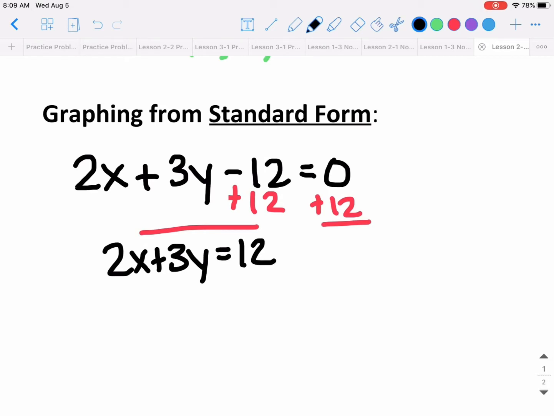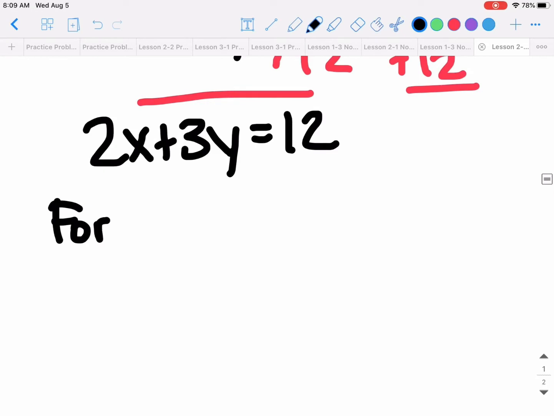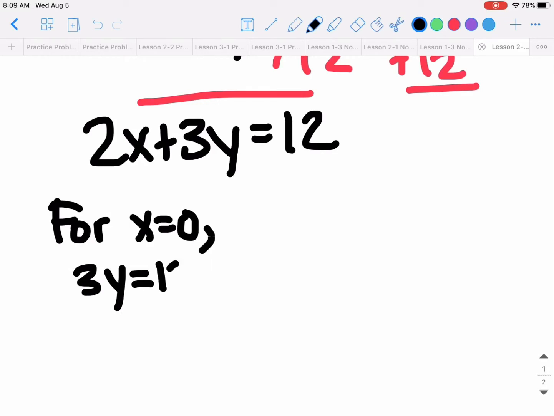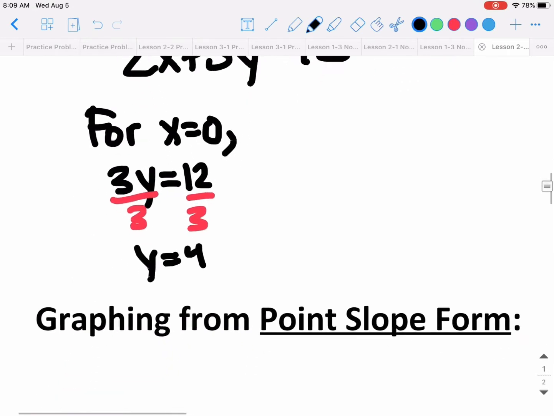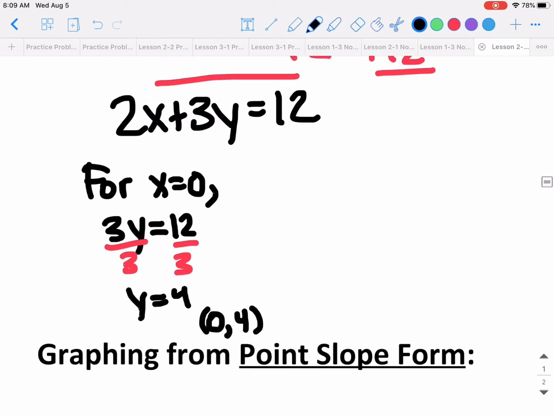Then I can find 2 points that are going to be on this line, and I can connect those 2 points. The easiest points for me to find are substituting in x is equal to 0 and y is equal to 0. So if I put in x is equal to 0, the 2x will go away because 2 times 0 is 0. And I'll just have 3y is equal to 12. I'll divide both sides by 3, and I will get that y is equal to 4. So from that, I get the point (0, 4). That's 1 point on my line.